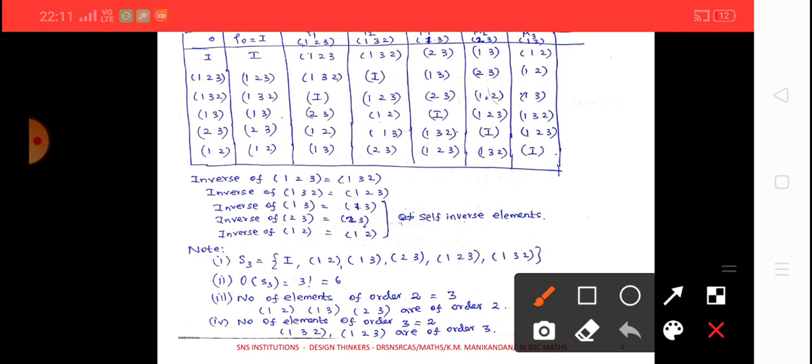See here, the 3 permutations 1 3, 2 3 and 1 2. In each permutation the number of elements is 2. So therefore we are having 3 permutations of order 2 and 2 permutations of order 3. The permutations are 1 2 3 and 1 3 2.